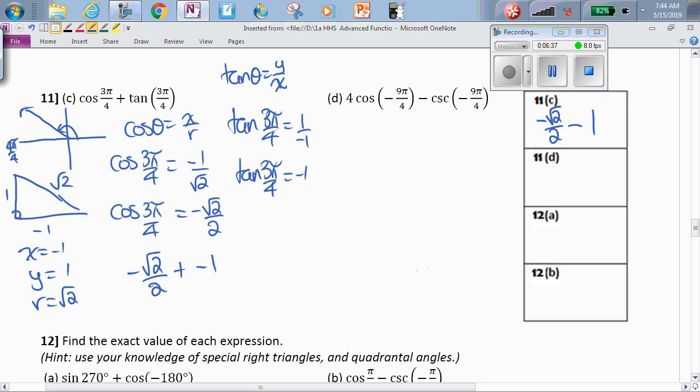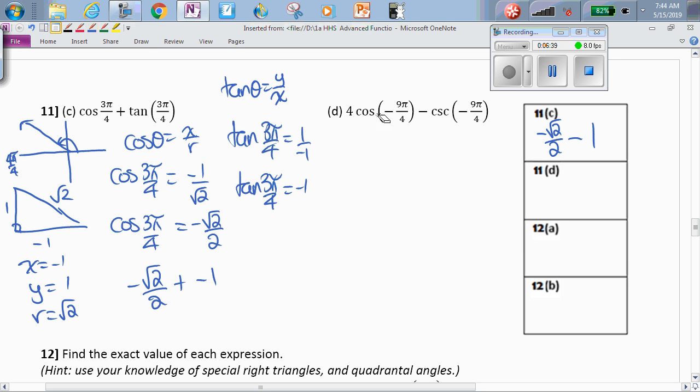And then part D, the only thing that's different from this one is this little 4, which we'll have to apply when we get our calculations. But first things first, we have to do negative 9 pi over 4. So we're going this way, so just be careful with that. This is still 4 pi over 4, but it's negative, and this is negative 2. So 2, 4, 6, 8, and then 9 is going to be in this quadrant right here. So go all the way around.